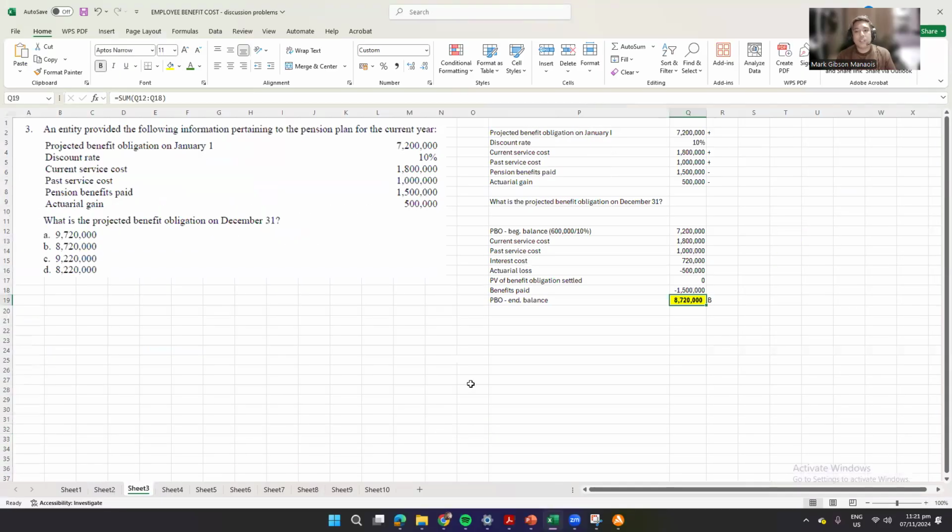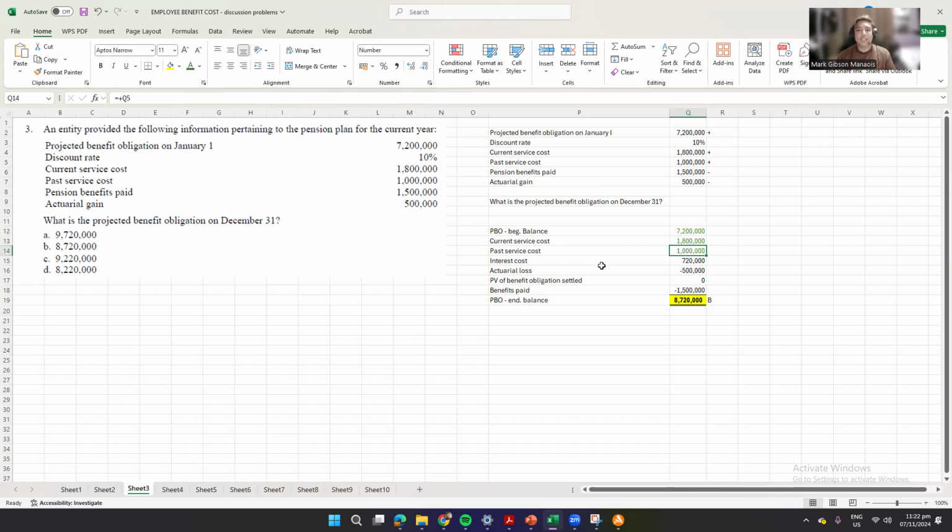So ito class, sabi ko sa inyo, we have the template. No? So in this case, alisin ko to kasi hindi na to relevant. I just copied the template from earlier. No? So we have the PBO beginning balance. It's given 7.2. Current service cost 1.8 also given. 1 million na past service cost also given.